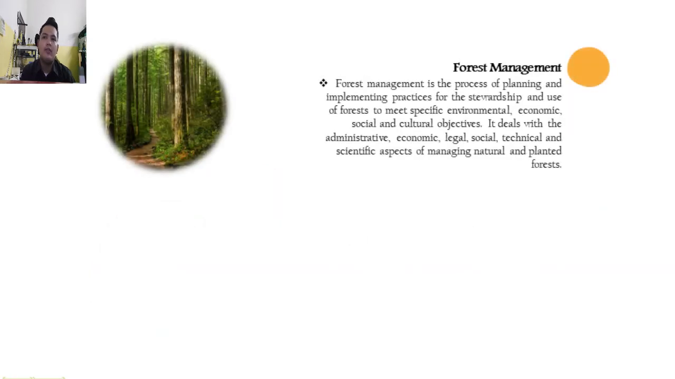The third one is forest management. Forest management is the process of planning and implementing practices for the stewardship and use of forests to meet specific environmental, economic, social, and cultural objectives. It deals with the administrative, economic, legal, social, technical, and scientific aspects of managing natural and planted forests.